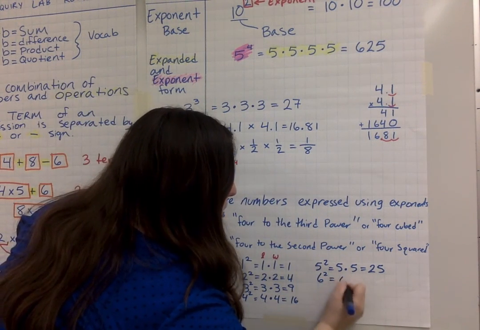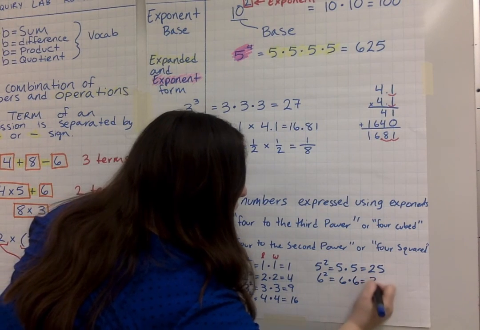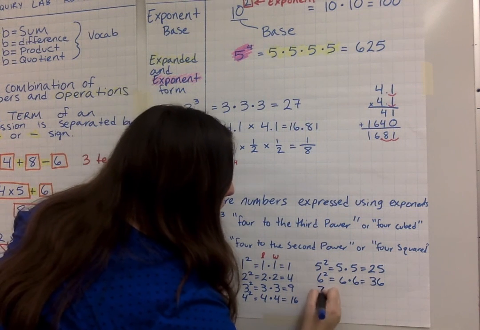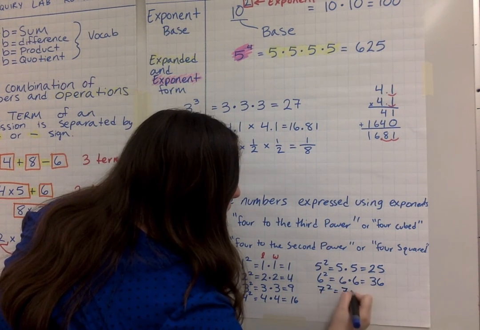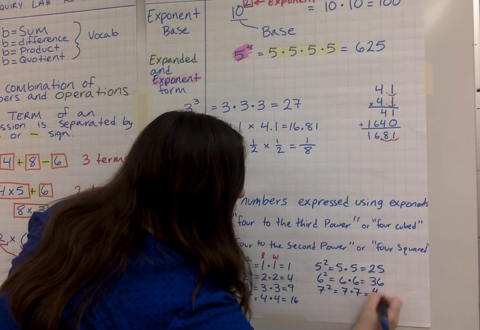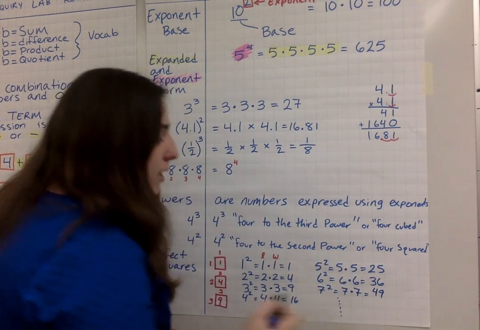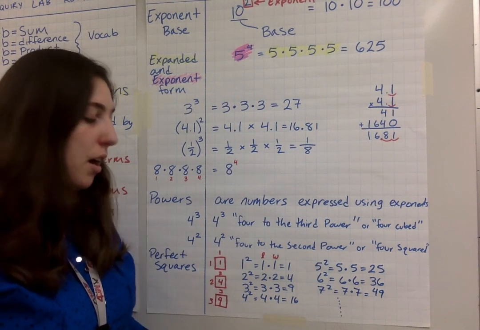6 squared. 6 times 6 equals 36. 36 we call a perfect square. 7 squared. 7 times 7 equals 49. 49 we call a perfect square. And I'm just going to draw some dots saying you could go on and on and on.